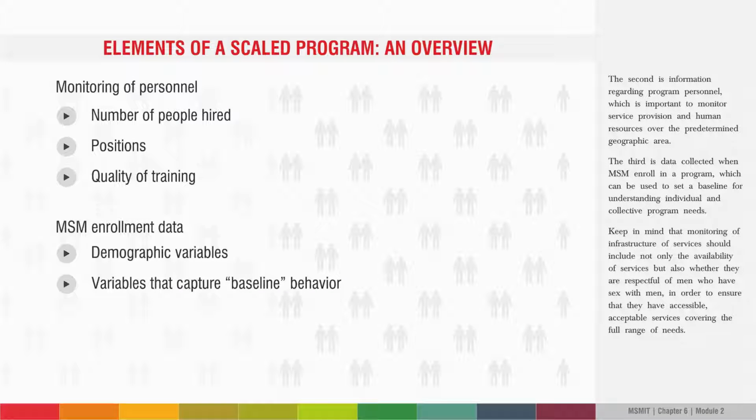The second is information regarding program personnel, which is important to monitor service provision and human resources over the predetermined geographic area. The third is data collected when MSM enroll in a program, which can be used to set a baseline for understanding individual and collective program needs. Keep in mind that monitoring of infrastructure of services should include not only the availability of services, but also whether they are respectful of men who have sex with men, in order to ensure that they have accessible, acceptable services covering the full range of needs.